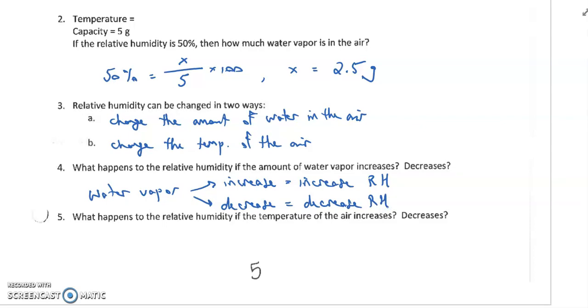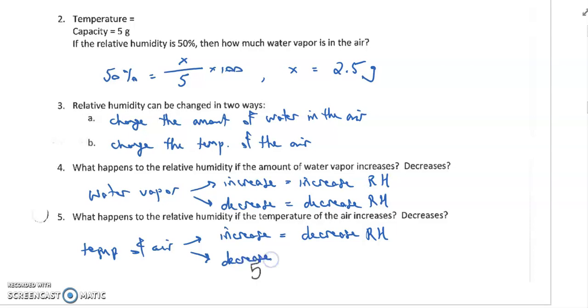Now, what if you change the actual temperature of the air itself? So this is an opposite. If I increase the temperature of the air, what that does is it increases the capacity, which is actually my denominator. So that would decrease my relative humidity. I would be dividing by a larger number. That would make my relative percentage smaller. If I decrease the temperature of the air, that now causes me to have a smaller capacity, a decreased capacity. So if I'm dividing by a smaller number, that would actually increase the relative humidity.